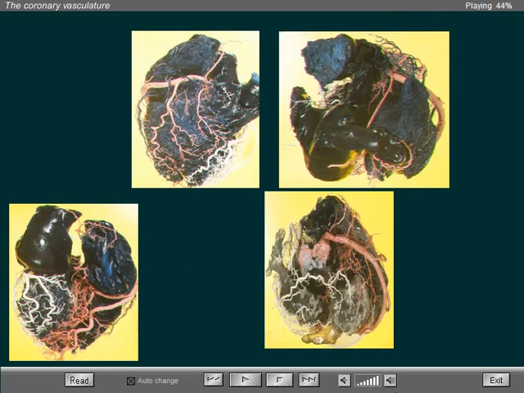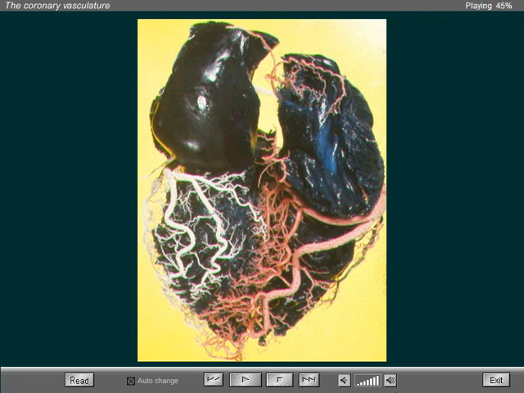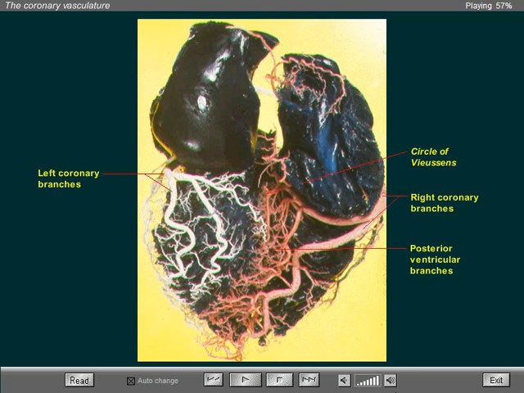The same specimen photographed from behind shows the termination of the left coronary arterial tree in the posterior atrioventricular groove and the branches of the right coronary artery in the region of the crus of the heart. This dorsal aspect of the heart is where anastomotic channels complete the circle of Vieussens that surround the root of the major arteries.